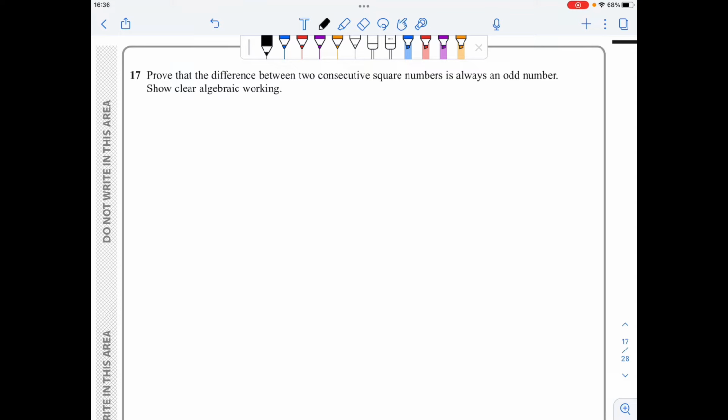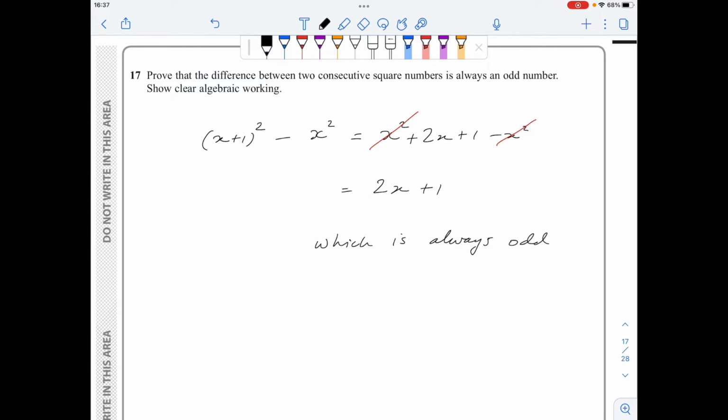For question 17, let the smaller of the two numbers be x and the larger be x plus 1. I'm going to square both and subtract. So this will give me x squared plus 2x plus 1 minus x squared, which means the x squares cancel out. So I'm left with 2x plus 1, which is an odd number. And this concludes my proof.